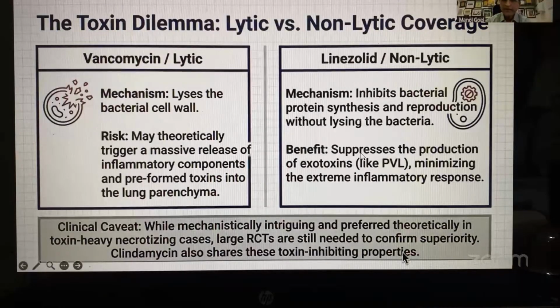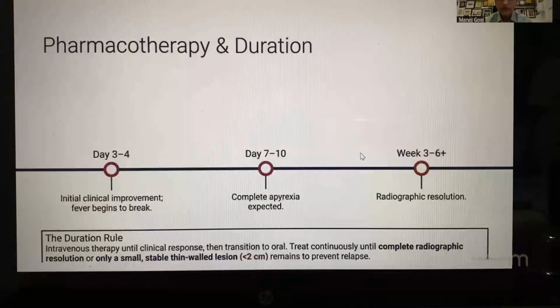But large RCTs are still needed to confirm superiority of linezolid over vancomycin, and we should not forget that clindamycin also shares these toxin-inhibiting properties, and plus it has got good anaerobic coverage. Coming to duration of pharmacotherapy, generally when we start an effective antimicrobial therapy, the initial clinical improvement occurs within 3 to 4 days as the fever begins to break. By 7 to 10 days, we would expect complete apyrexia in these patients, and by 3 to 6 weeks, we would expect a radiographic resolution.